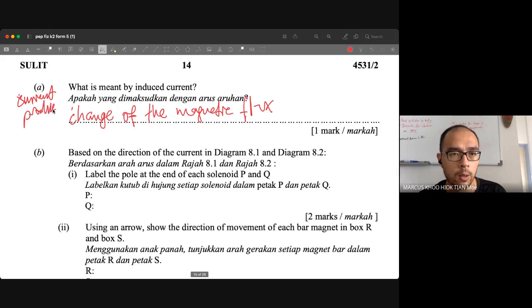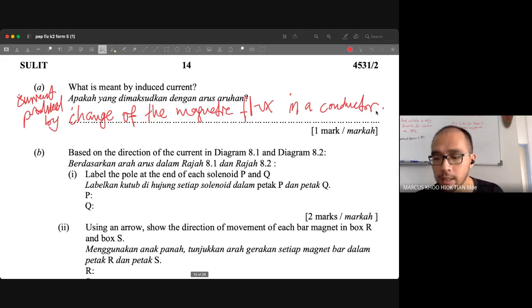Current produced by change of magnetic flux, and then I mark it wrong. Because who is the one changing the magnetic flux? I want to see the words "in a conductor". Okay, this is the key word. Sorry, not in a conductor, by a conductor.